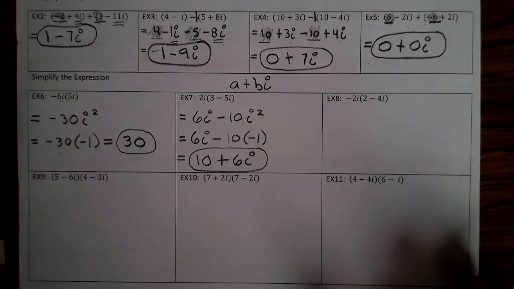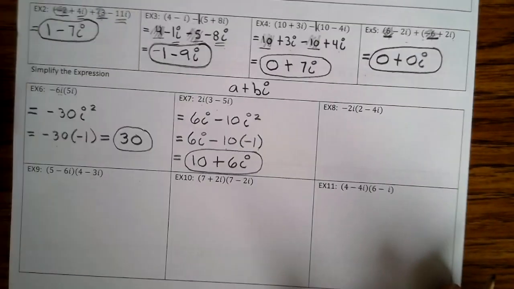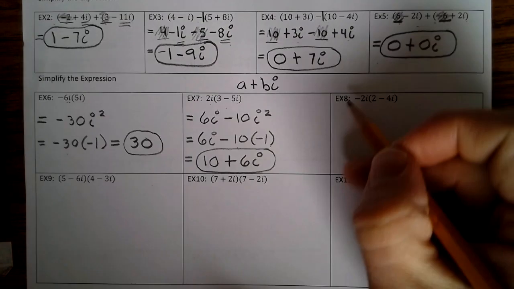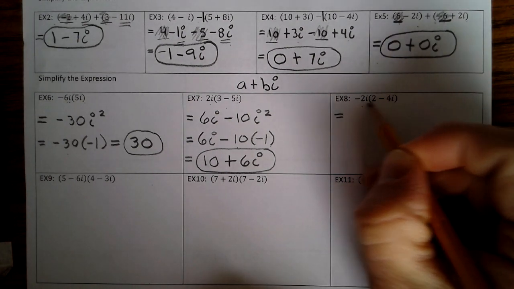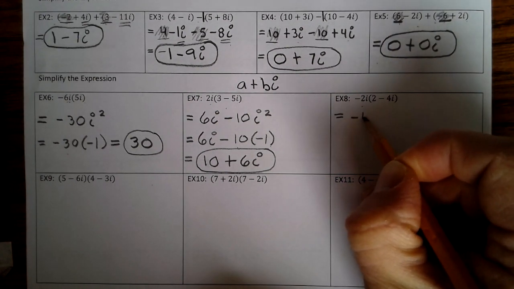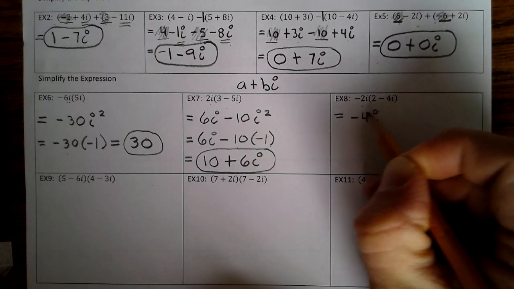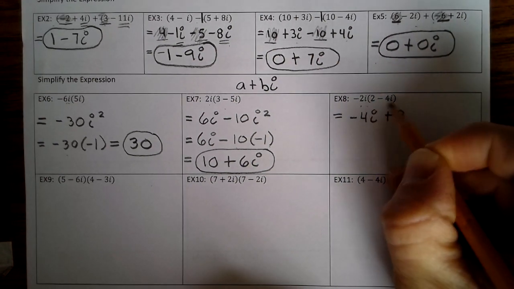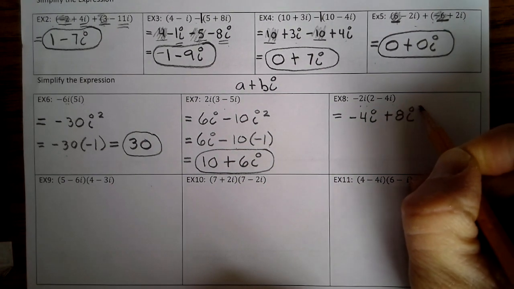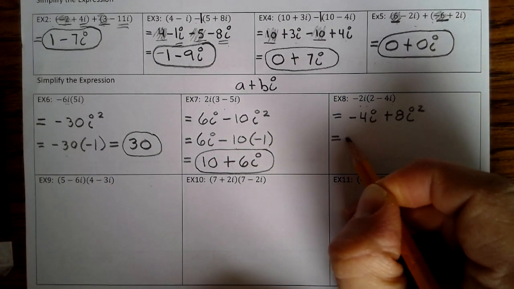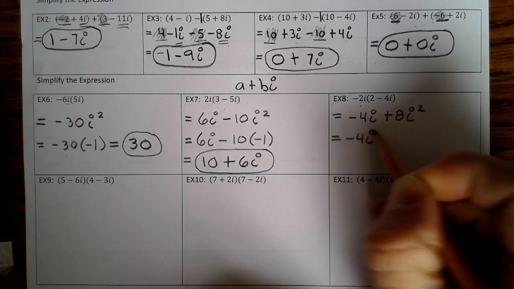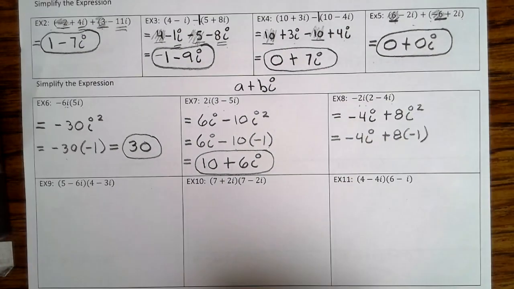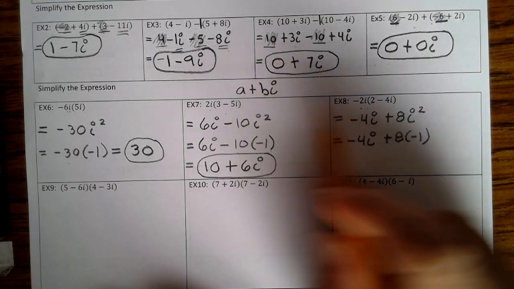Brighten this up a little bit. All right, so again we distribute. So negative 2i times 2 is negative 4i. Negative 2 times negative 4 is a positive 8. And then i times i is i squared. So we have negative 4i plus 8. i squared is negative 1, so negative 1. And again, we want to put it in the form of a plus bi, so that's negative 8 minus 4i.